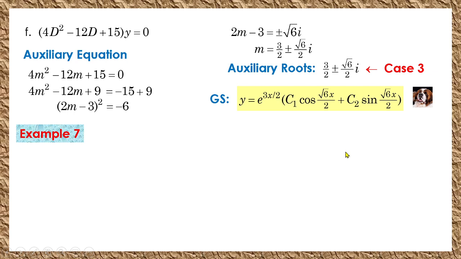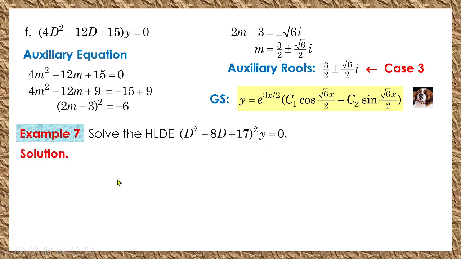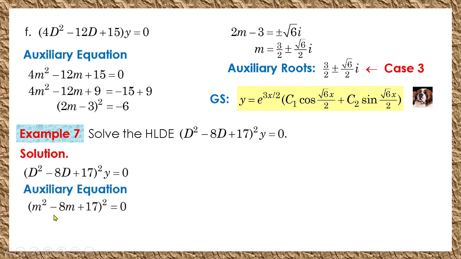Example 7. So perhaps this one is a bit more complicated. Solve the homogeneous LDE (D² - 8D + 17) quantity squared applied to y equals 0. Solution. The auxiliary equation corresponding to this is (m² - 8m + 17) quantity squared equals 0.